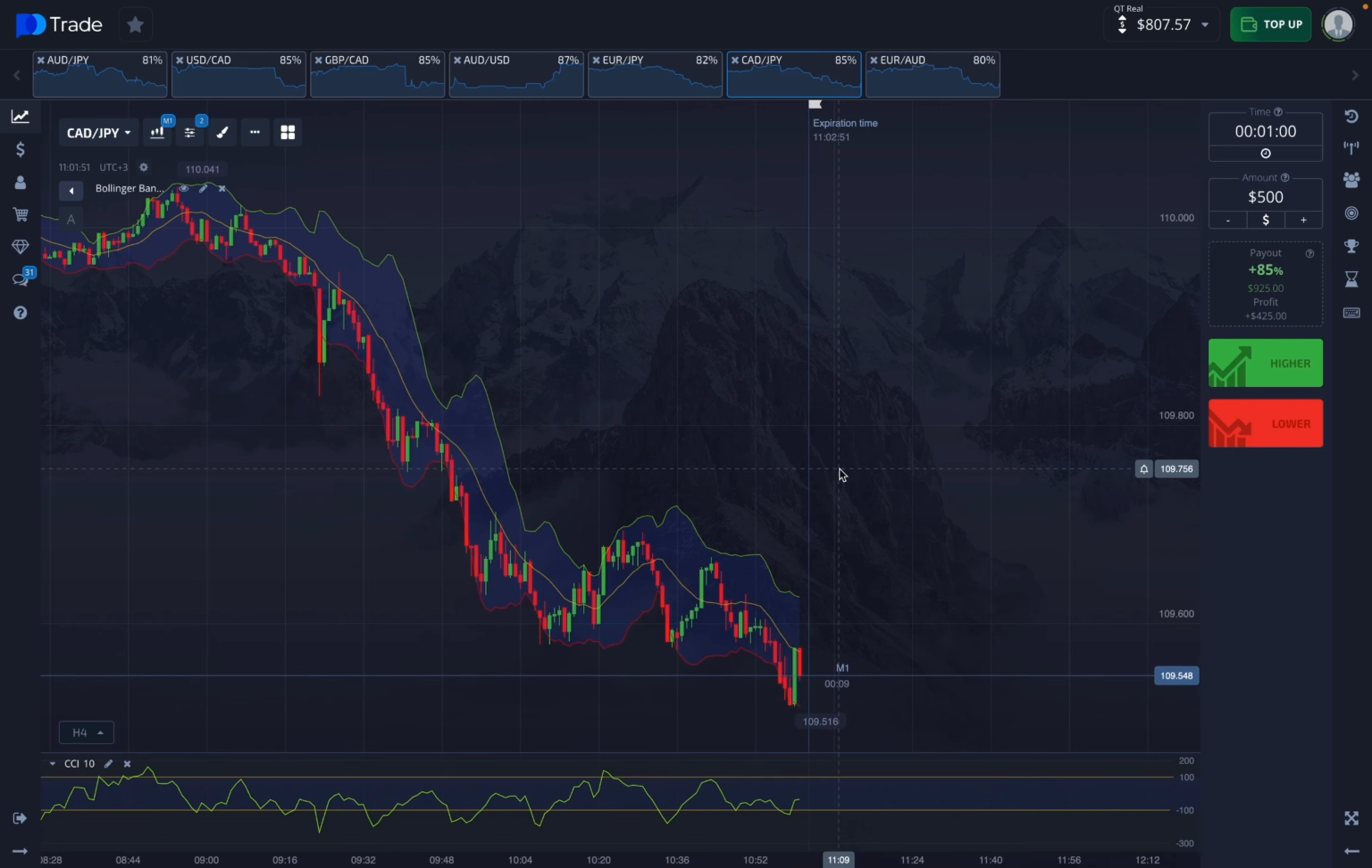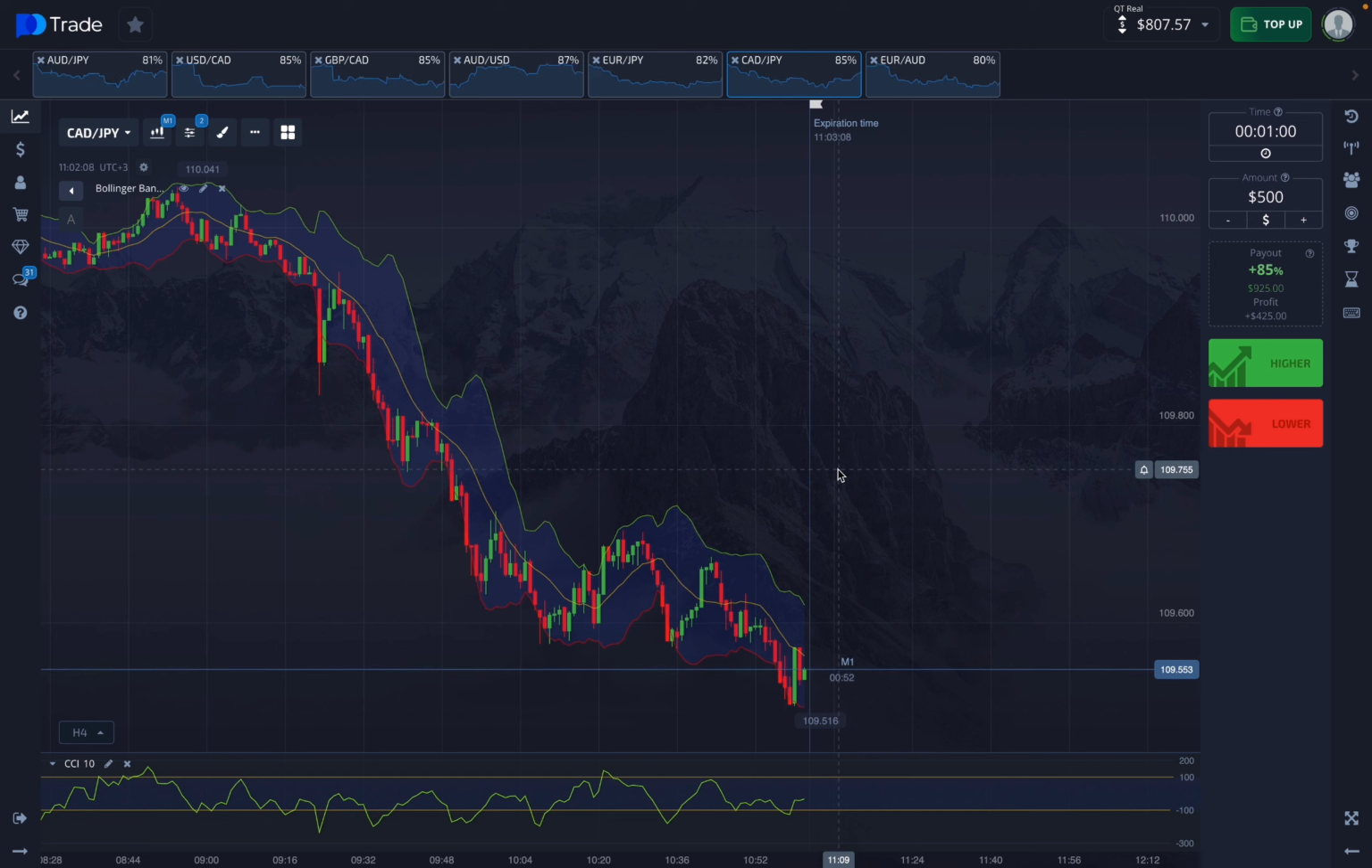So let's get started with our trading. Let's open 2 transactions for $500. I have selected all the currency pairs with the most optimal payout percentage. Also, the most optimal movement option is present on all selected currency pairs.